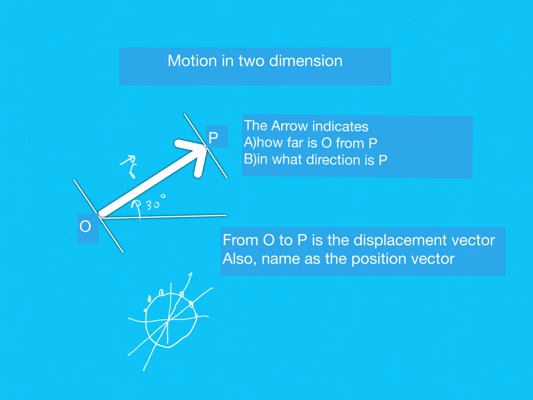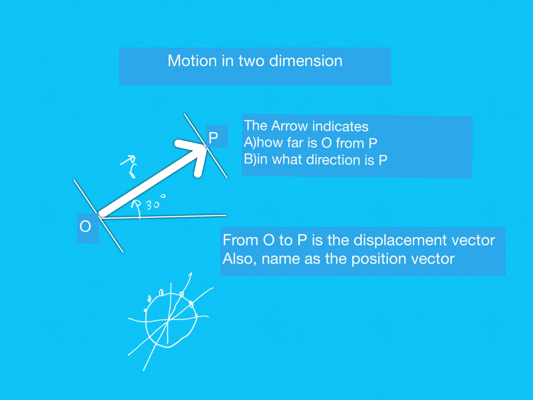So imagine that you have the point P here, and here is O. O is where you live, and P is maybe where the university where you study is. So when you move from O to P, there is a displacement vector, and this is the vector that has magnitude, the length of the vector, and it has a direction.